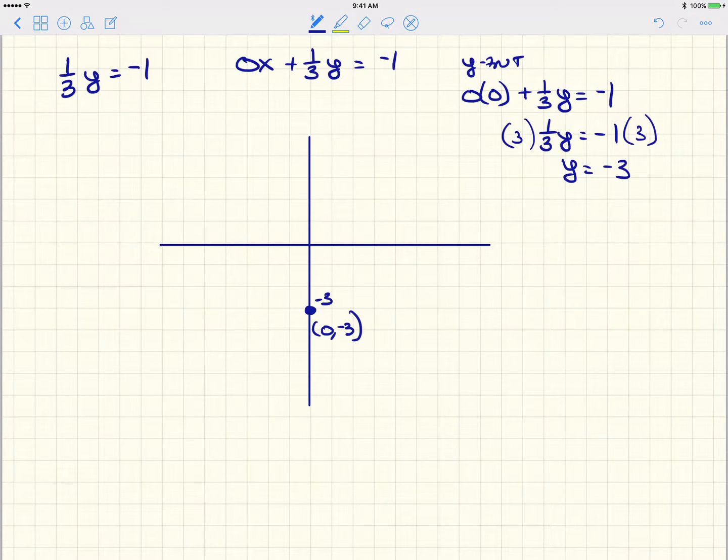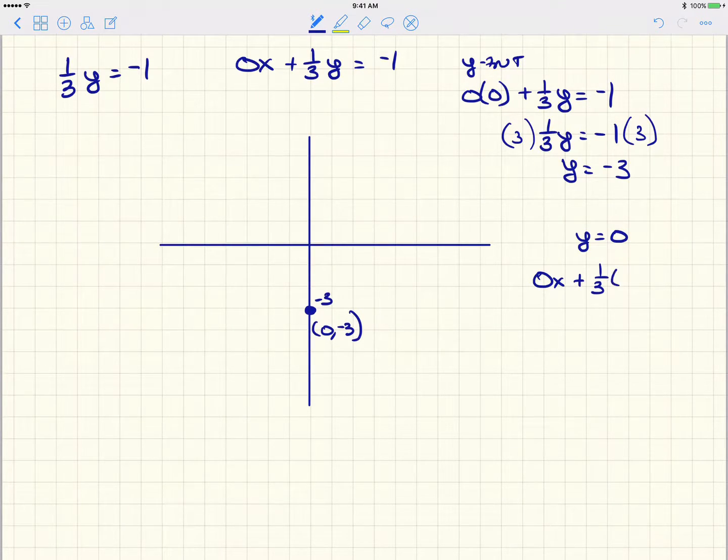Now, the x-intercept. Is there an x-intercept? Here's where this kind of linear equation is different than all of the others. This linear equation will not have an x-intercept. Why? To find an x-intercept, we set y equal to 0. Does this actually give us an equation?